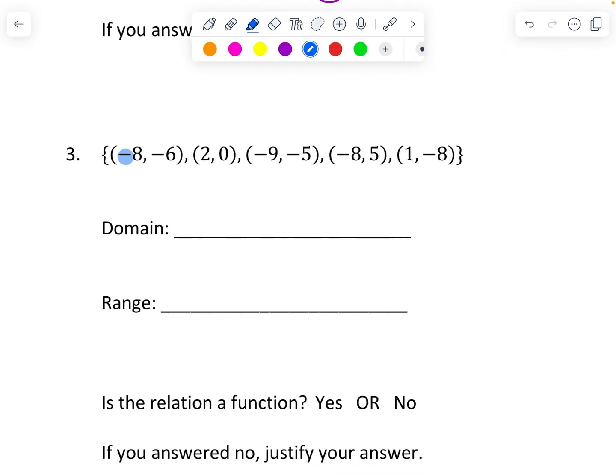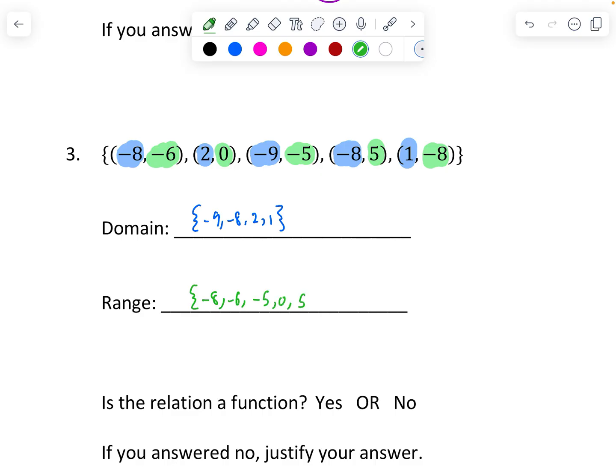So coming over to number 3, you should list them from smallest number to biggest number, and you don't need to write ones that repeat. And this is where you use a squiggly bracket. So -9, -8, 2, and 1. And then for our range, again, just the y values that we see. And once again, though, you go smallest number, which is -8, -6, -5, 0, and 5.